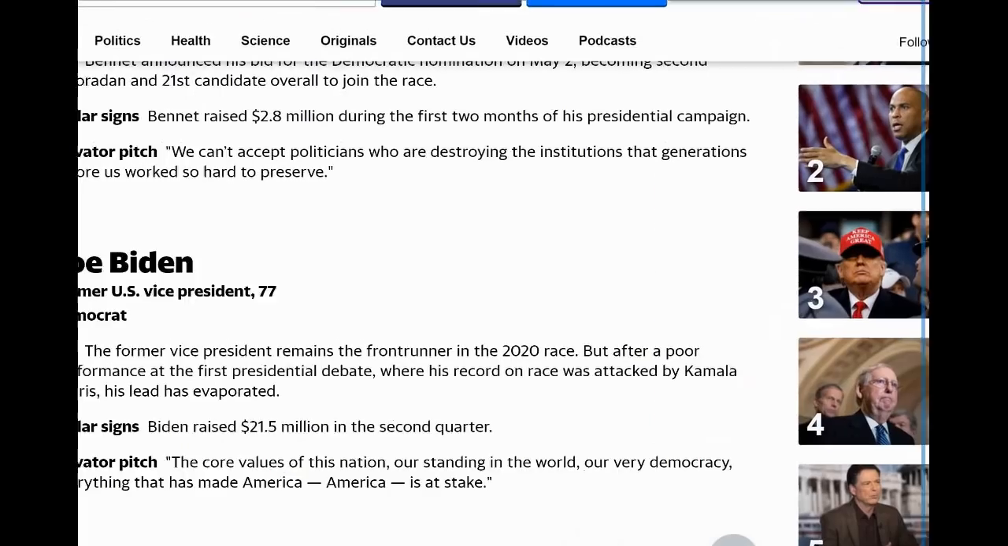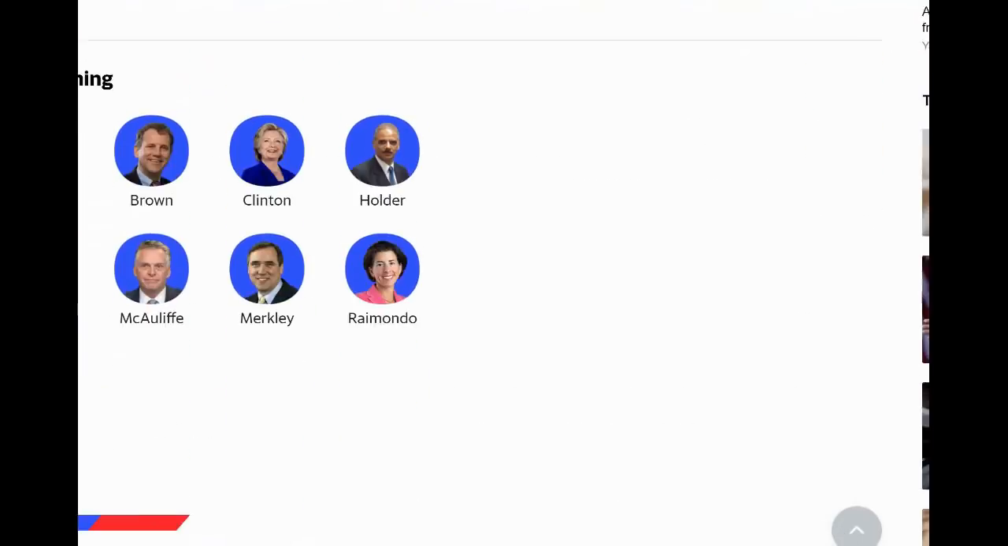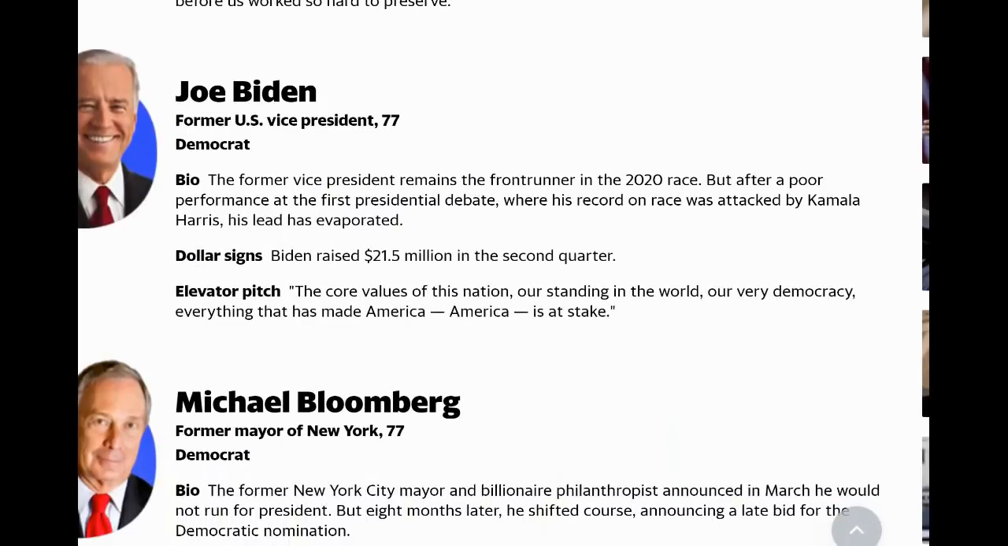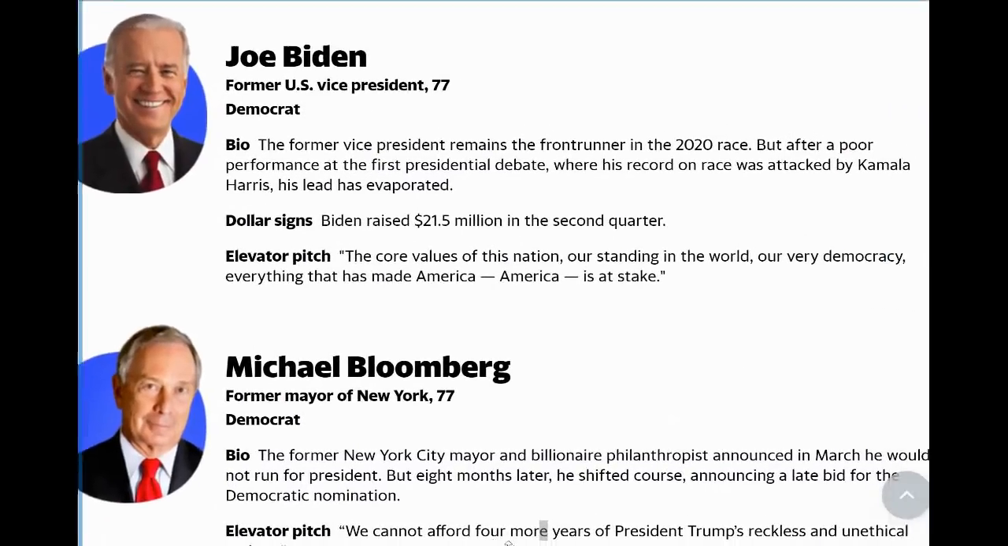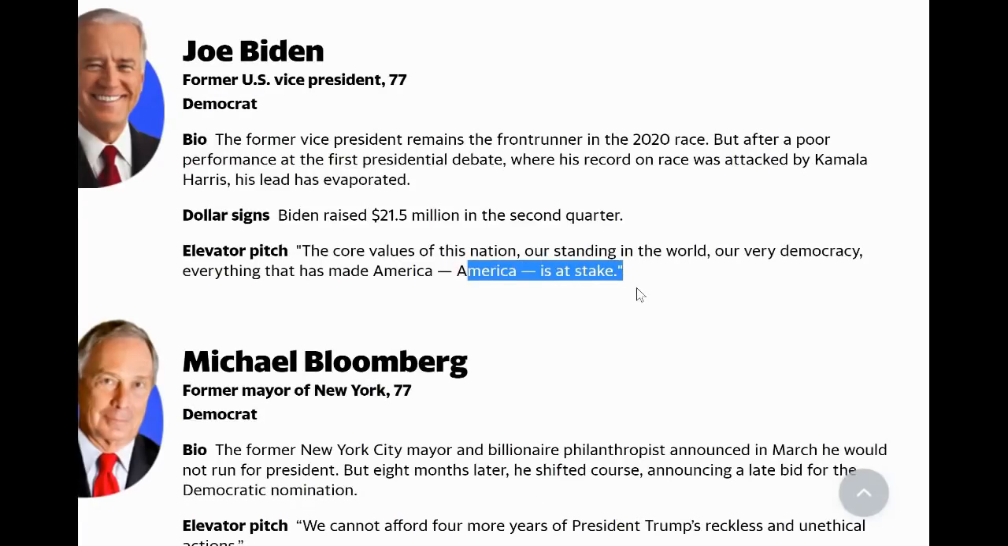Okay, there we go. So this one, in the interest of time, let's just focus on the front runners, the important ones. So Joe Biden's elevator pitch: the core values of this nation, our standing in the world, our very democracy, everything that has the merit of America is at stake. Oh, first, it's too long. Second, this is saying Trump is dividing the nation, which is not okay.